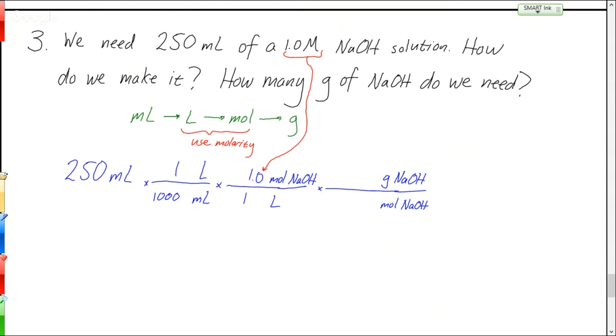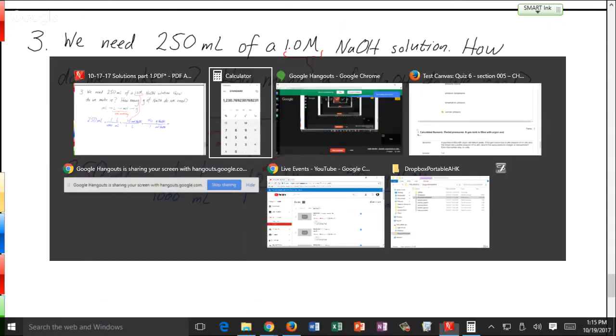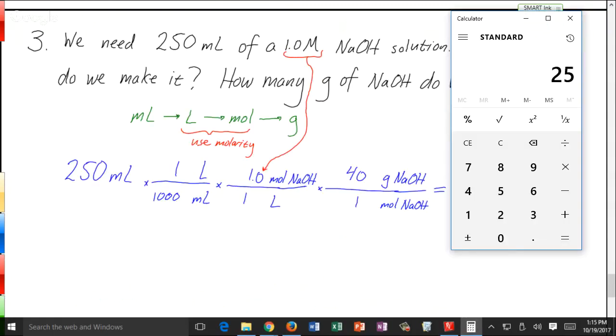That's what we call the molar mass. So we add that up from the periodic table: 23 plus 16 plus 1 is 40. So 250 divided by 1,000 times 40 is 10. That came out pretty nice.